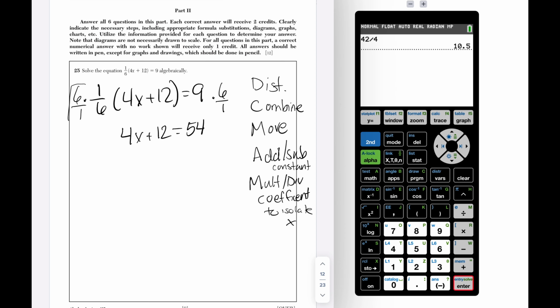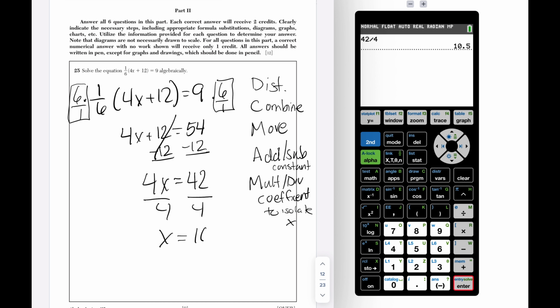Okay, so all I did was multiply by the reciprocal here, and I multiplied the same thing here. All right, and then I could just do the same steps I normally would do. I'm going to subtract 12 from both sides. So now I have 4x is equal to 42. And I'm going to divide both sides by 4. So again, x is equal to 10.5.